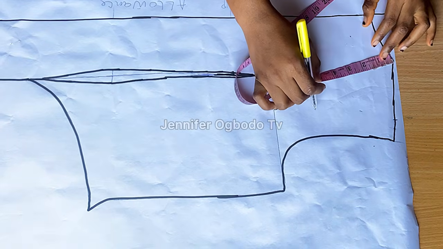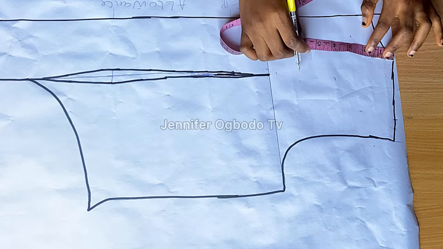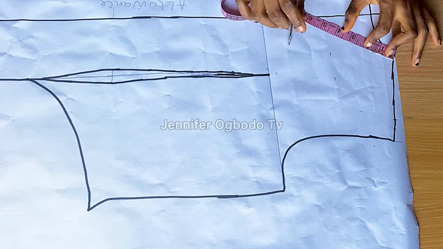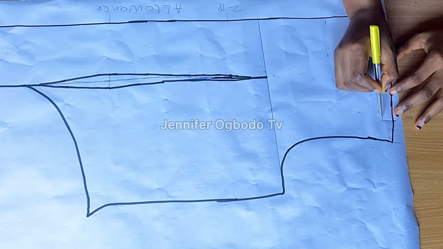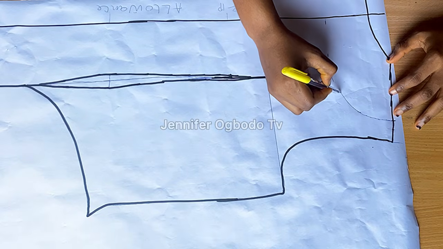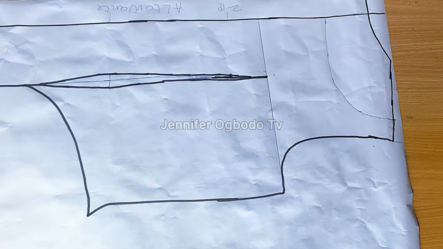So that 4 inches now, I'm going to just take it all round like this. You can see the way I'm taking it. Just take it all round this way. You can see what I'm doing, to have a curve for the collar. After doing that, this is what we are having now.